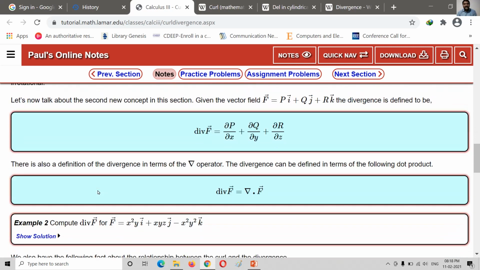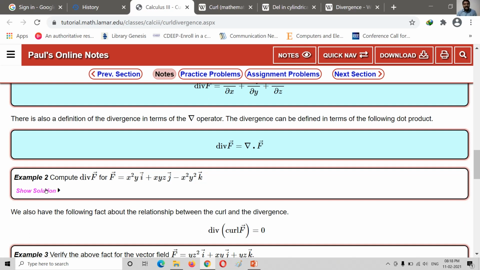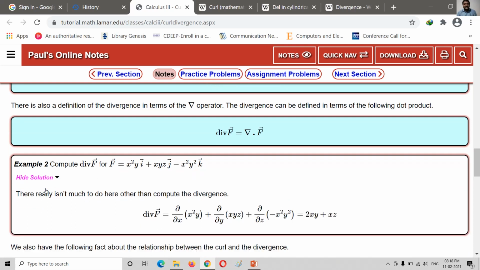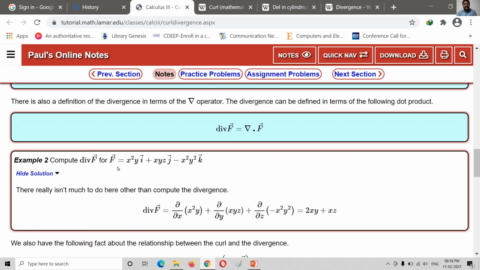Now the same case for the divergence also. For the same field we are calculating the divergence of f bar. So del by del x of x square y plus del by del y of xyz plus del by del z of minus x square y square, which comes out to be 2xy plus xz. Since there is no term of z in the last one, it is treated as a constant, and the final value will be equal to 0.